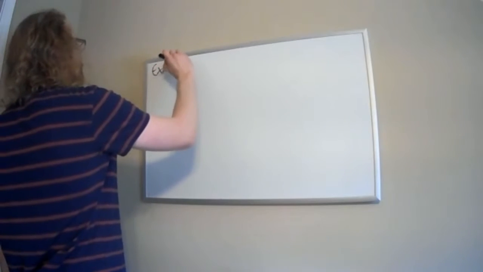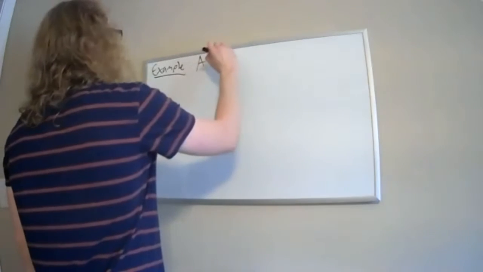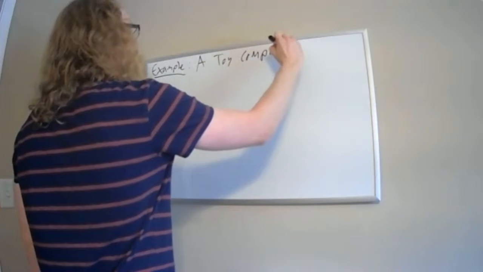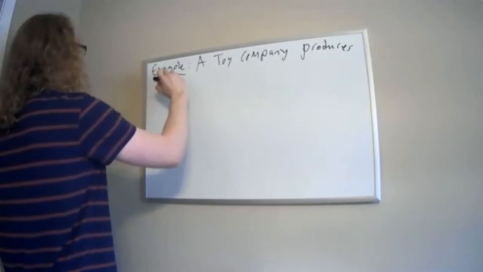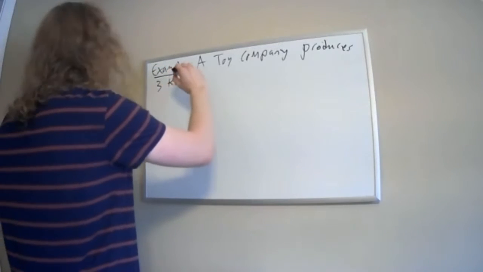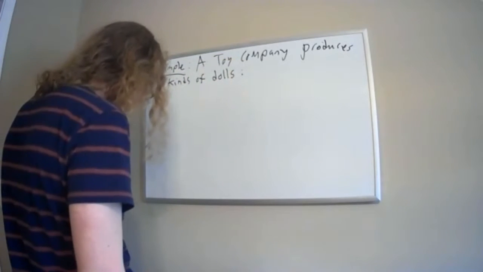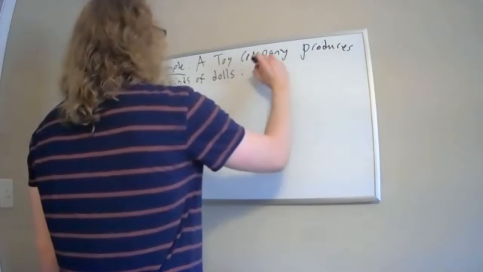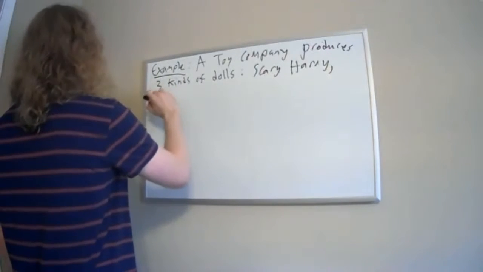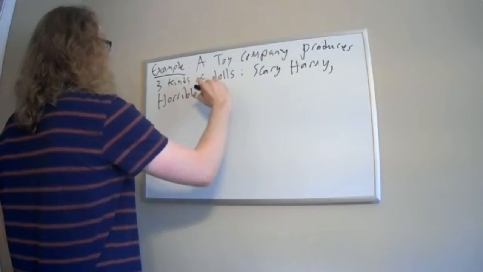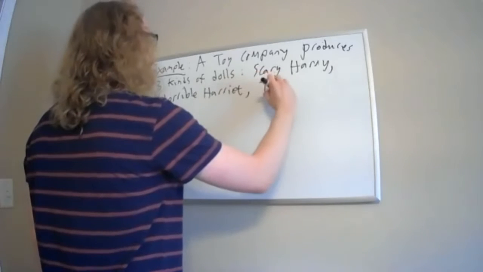So here's our other example that I will do. We have a toy company, let's say. The toy company produces 3 kinds of dolls, and they give them weird names on here, so I'll stick with those. We got the Scary Harry doll, the Horrible Harriet doll, and last but not least, there is the Glob. I don't know who came up with these names. The Glob.